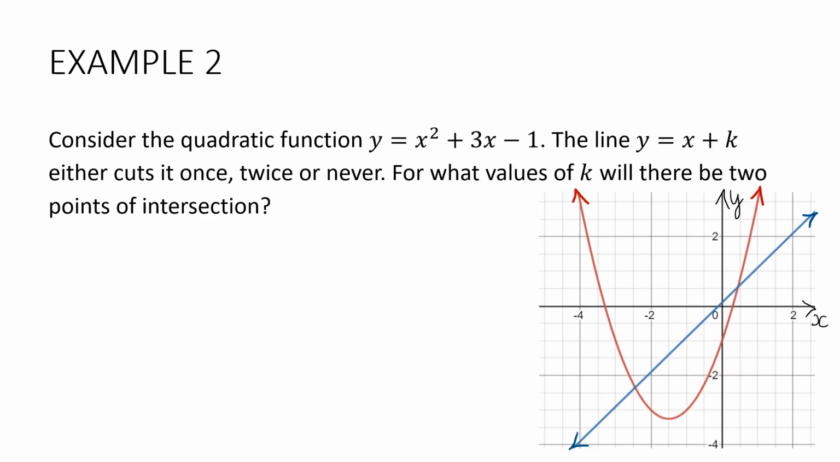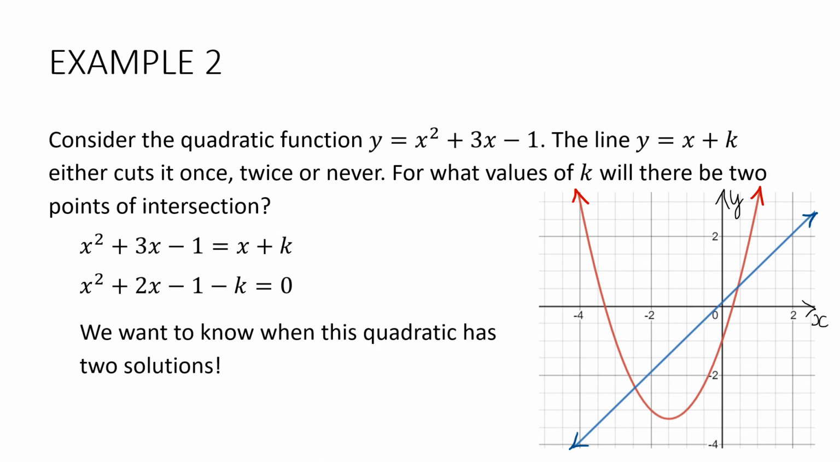And here's our last example. Consider the quadratic function y equals x squared plus 3x take away 1. The line y equals x plus k either cuts it once, twice, or never. For what values of k will there be 2 points of intersection? All right, we're going to do exactly the same thing we just did and put this equal to this. And taking this over the other side, we end up with x squared plus 2x take away 1, take away k equals 0. We want to know when this quadratic has 2 solutions.